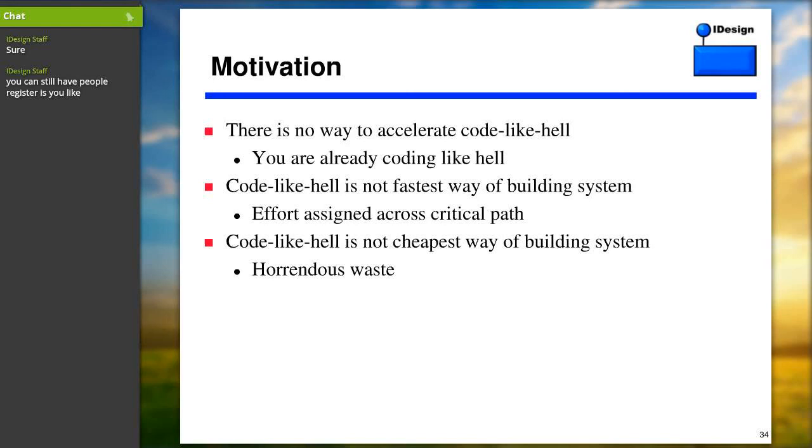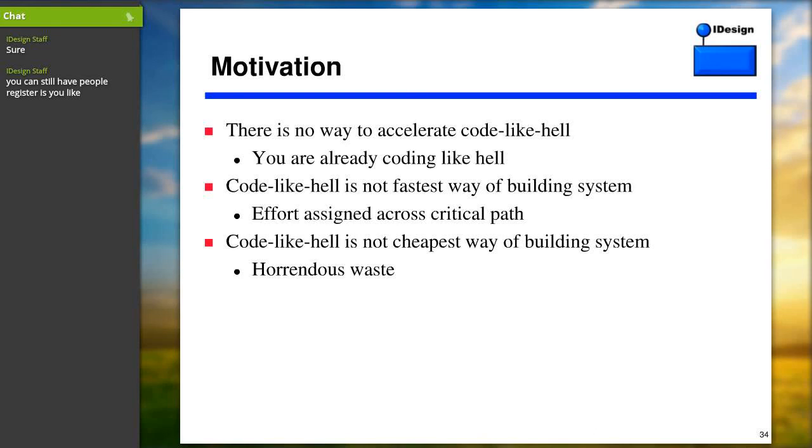But that is not even the beginning of how bad it is. Not only is there no way of accelerating a code like hell, it turns out code like hell is not the fastest way of building a system. The reason is, when you're doing code like hell, you assign tasks or you choose to do things simply across the critical path. You just have a shotgun blast against the critical path. And some activities are on the critical path and some are not. But by doing things outside the critical path first, or regardless of the critical path, you're not accelerating anything. It turns out that code like hell is also not the cheapest way of building a system. In fact, it's a horrendous, horrendous, horrendous waste.